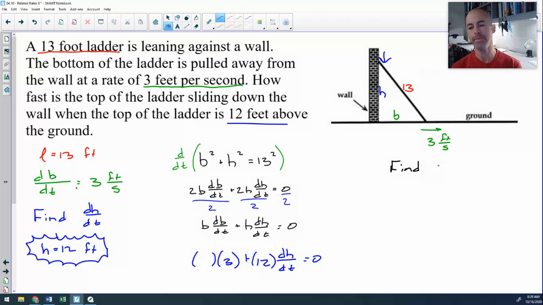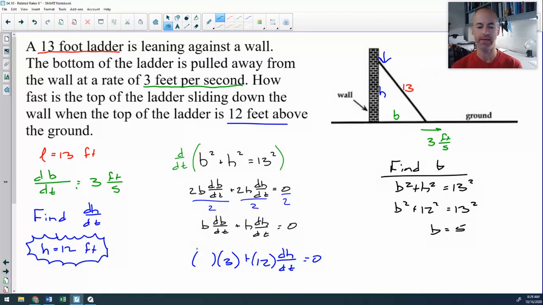I now need to find b at this instant. And usually, there will be exceptions, but usually if you find yourself missing a variable, a constant, or something to plug in, you go back to your original equation, b squared plus h squared equals 13 squared, and we use that equation to solve for b in this instant. And if you plugged in 12 for h, you may recognize this as a nice clean Pythagorean triple, and b will end up being 5.